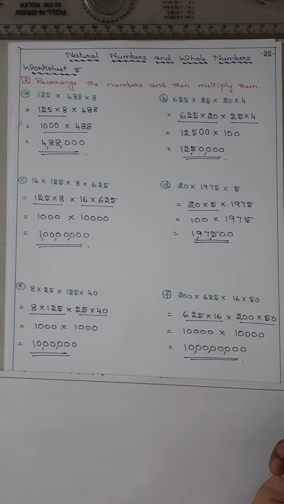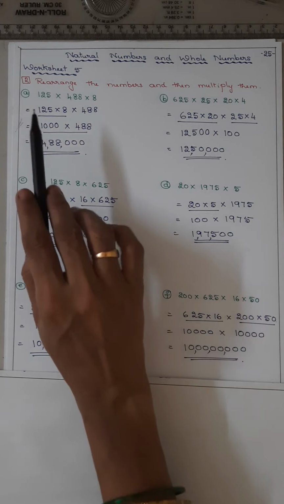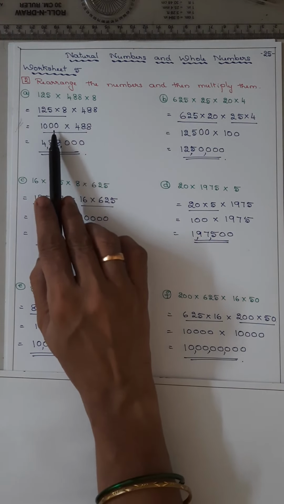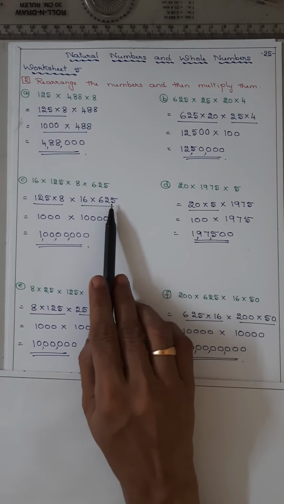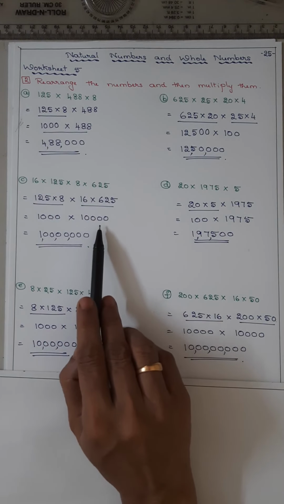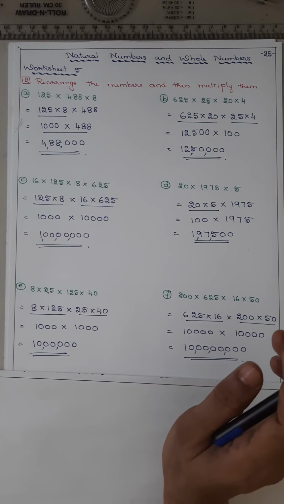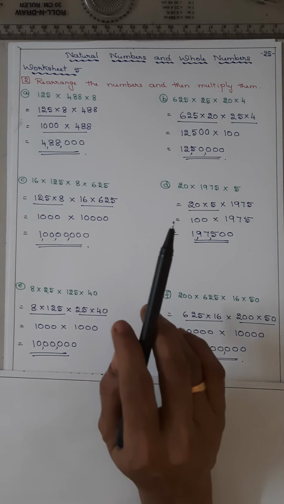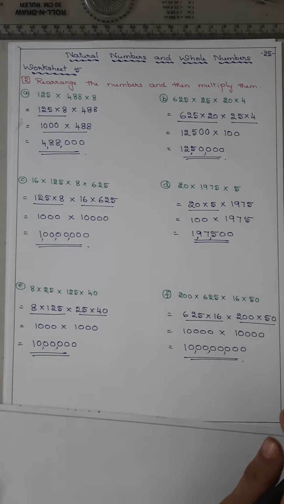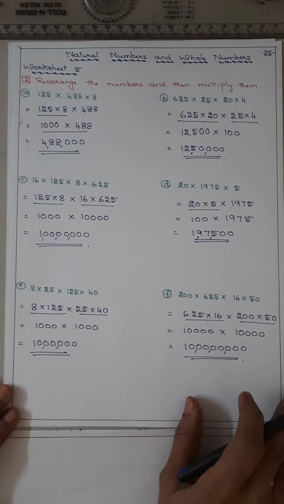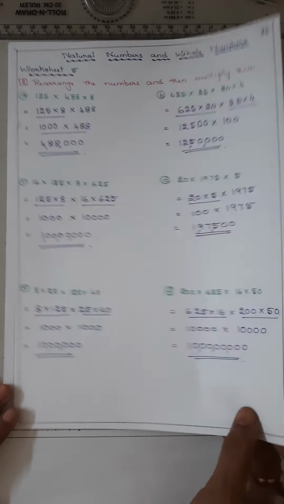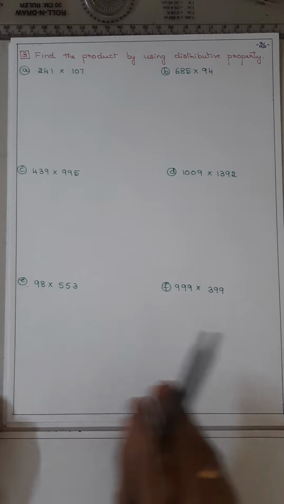Is it easy? So you have to remember 25 4s are 100, 125 8s are 1000, 625 16s are 10,000. And group them separately and then multiply the others. Then it will be easy, isn't it?